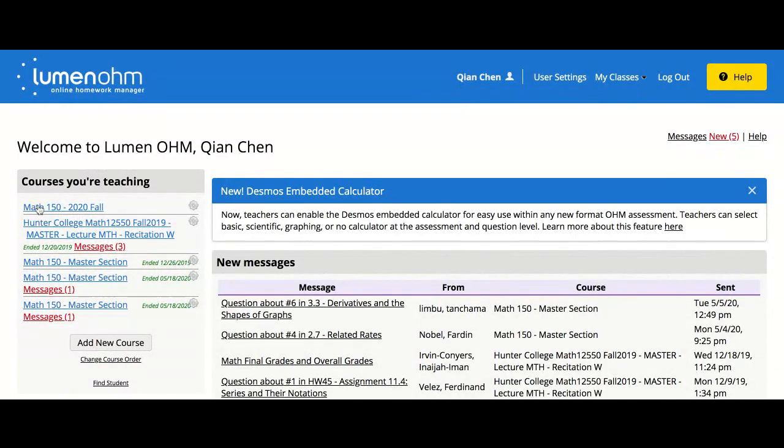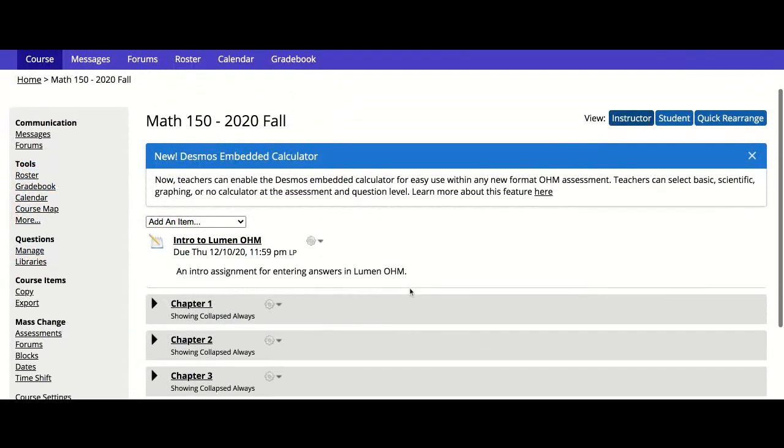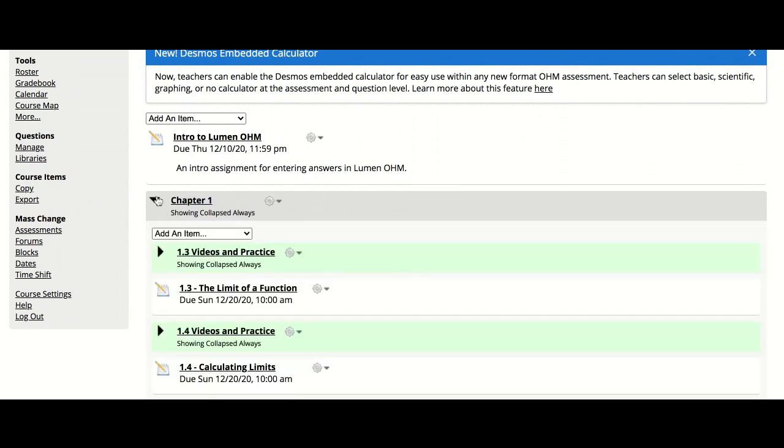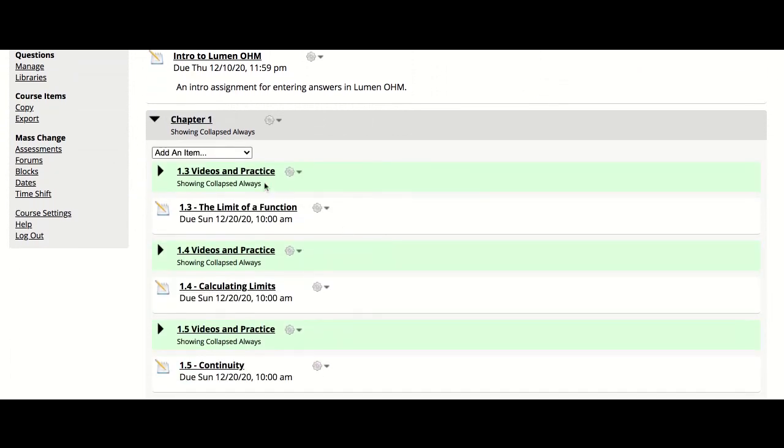But when you go in, I'm not sure how many you'll see. Maybe you only see Math 150 2024. This is the one, okay? 2024. So you click in. You see chapter 1, chapter 2, chapter 3, chapter 4, and chapter 7. All right. Then you click here, you open it. They have videos for you to watch, practice.